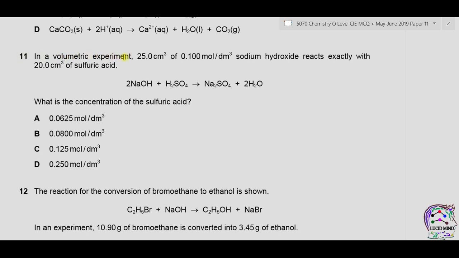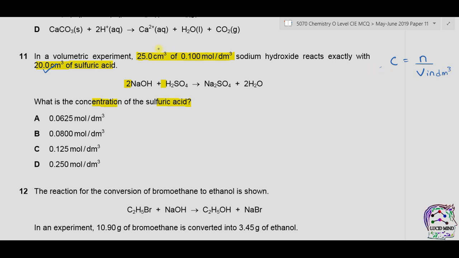Question 11. In a volumetric experiment, 25 cm³ of 0.1 mol/dm³ sodium hydroxide reacts exactly with 20 cm³ of sulfuric acid. This is the balanced chemical equation in which 2 moles of sodium hydroxide react with 1 mole of sulfuric acid to form salt and water. What is the concentration of the sulfuric acid? Now the formula of concentration is number of moles divided by volume in dm³. We have the volume given, but we do not have the number of moles, so let's find the number of moles first. The formula of concentration in mol/dm³ is number of moles divided by volume in dm³.